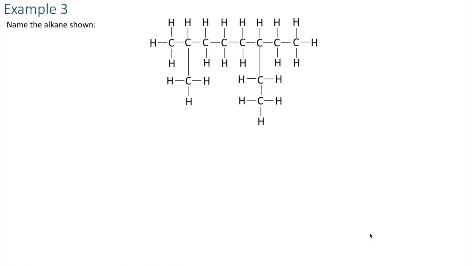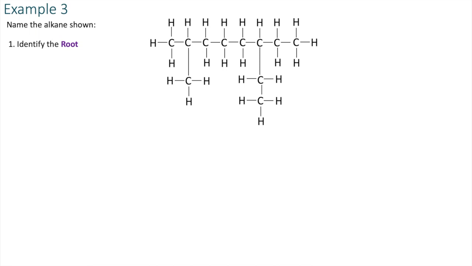Let's take a look at another example. This one is a little bit more complicated yet. So what we're looking to do is name the alkane shown right here, and we're going to start with the same steps. The first thing that we're going to do is identify what the root is. Remember, the root is the longest continuous chain of carbons.